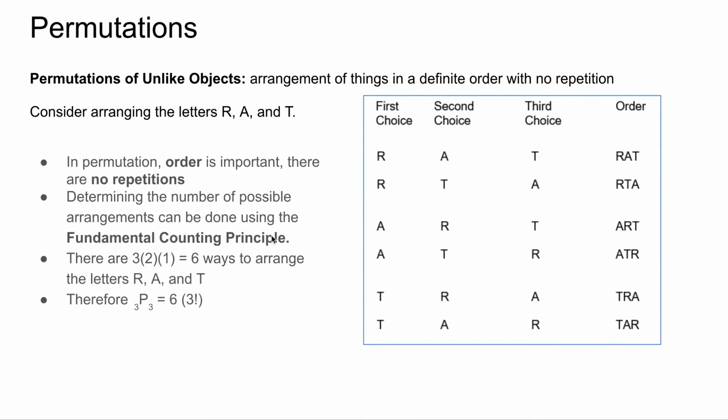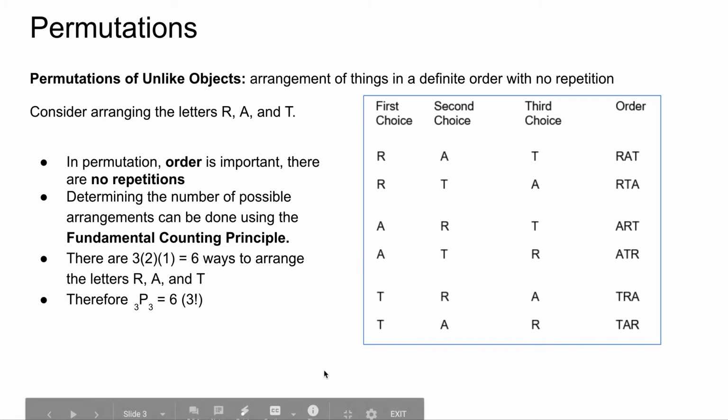In permutation, order is important. Highlight that. Order is important. Okay, first letter, second letter, third letter, the order matters. And there's no repetition. Determining the number of possible arrangements can be done using the fundamental counting principle.